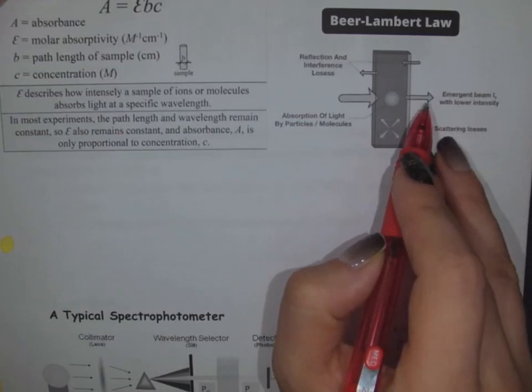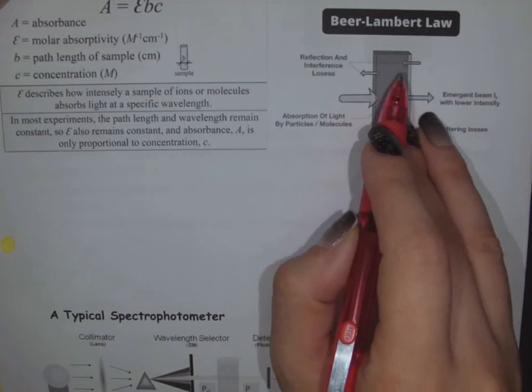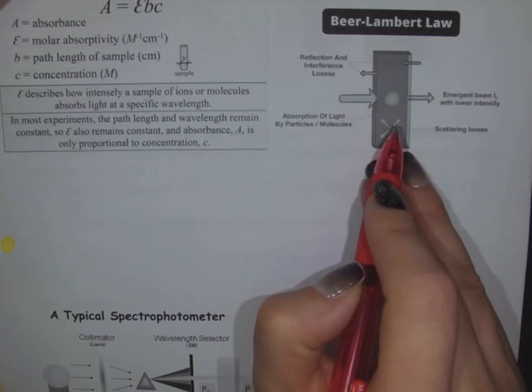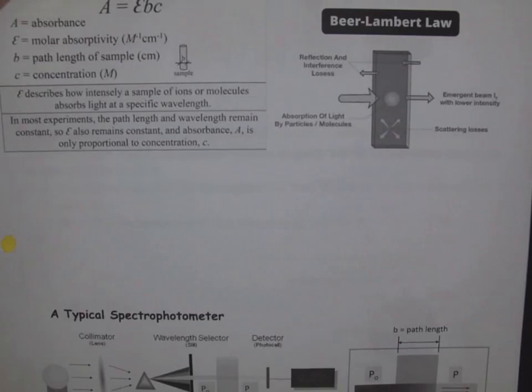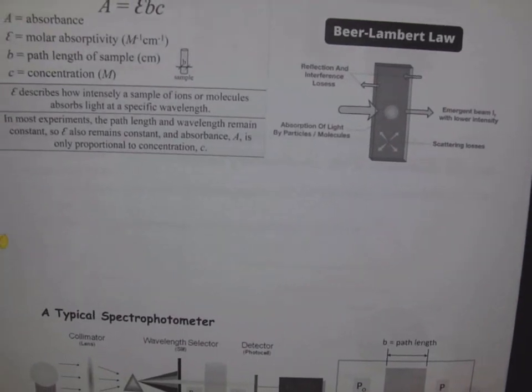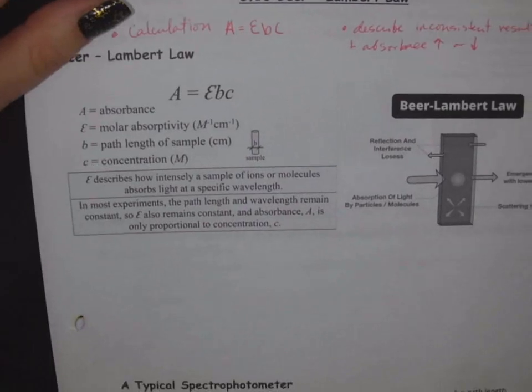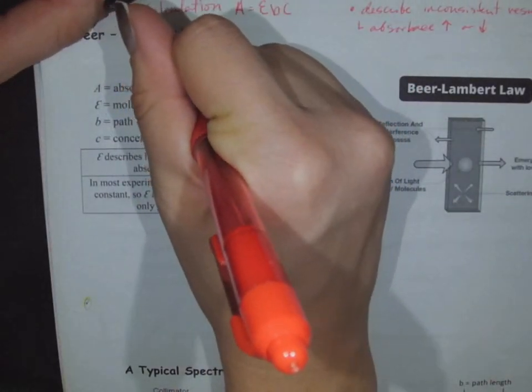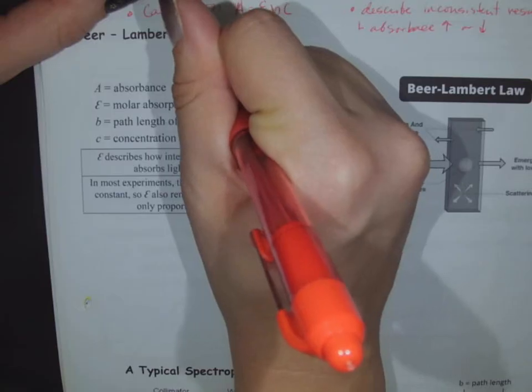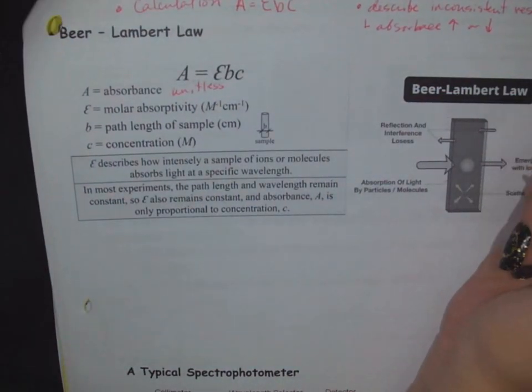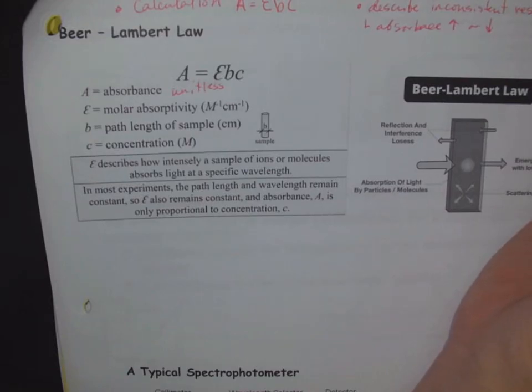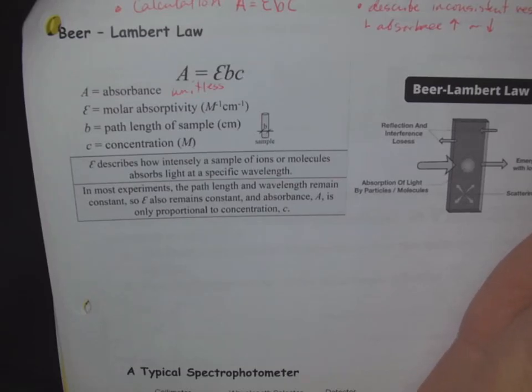But if the intensity of the beam is lower than when it entered, then some of those photons got absorbed by the solution. That's what we call absorbance. Absorbance is interesting because it's unitless. The reason it's unitless is because it's a ratio, the ratio of the light going in to the light coming out. Whenever we have a ratio like this, the units end up canceling, since we're dividing them, and that's why this is a unitless quantity.